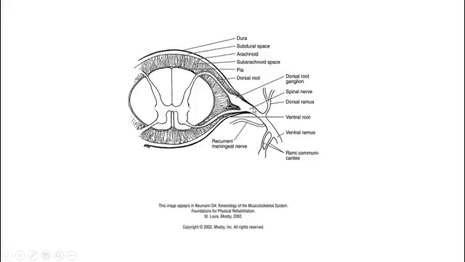So that's carrying both motor and sensory information. So we have a few more things we need to look at now. This little expansion here is a ganglion. Ganglion just means a bubble or a balloon or a big circular area. And inside this ganglion are the cell bodies of the sensory neurons.